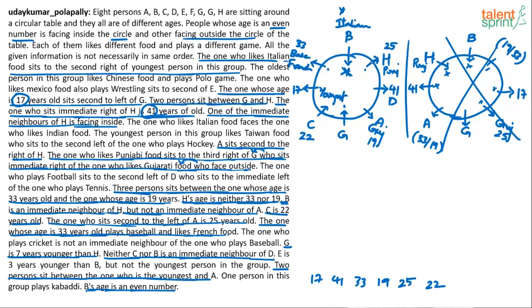Right? The oldest person in this group likes Chinese food and plays polo. Chinese and polo should be together and should come for the oldest person. So far, I think the oldest person here looks like D, because 41 is the biggest number that we have, right? But G can be more than 41. That is possible. So let's not play with that immediately.